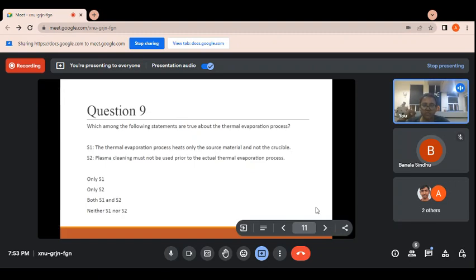Which among the following statements are true about the thermal evaporation process? Statement 1: the thermal evaporation process heats only the source material and not the crucible. The second statement: plasma cleaning must not be used prior to the actual thermal evaporation process. The first option is only S1, the second option is only S2, the third option is both S1 and S2, and the fourth option is neither S1 nor S2. So please go through the question carefully and try to make the answer.